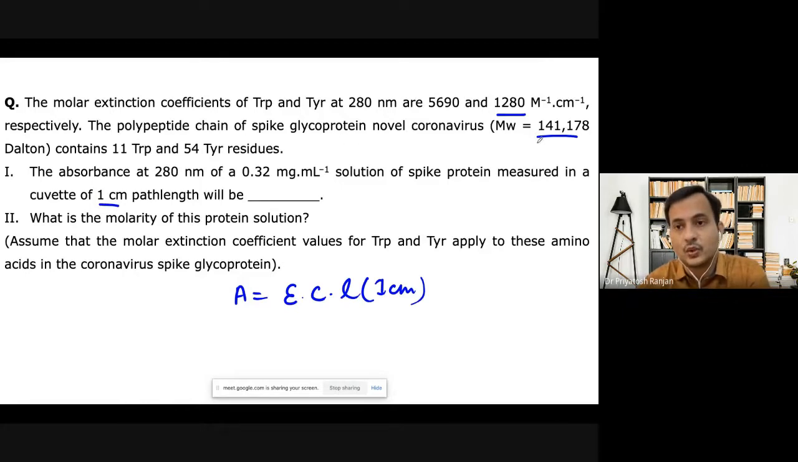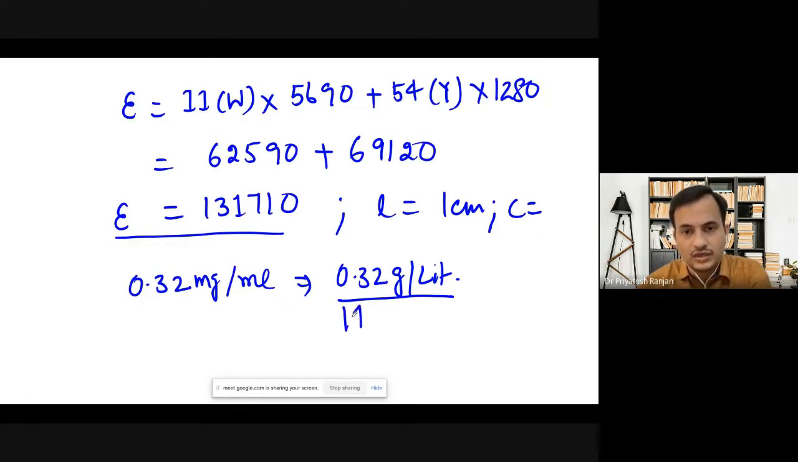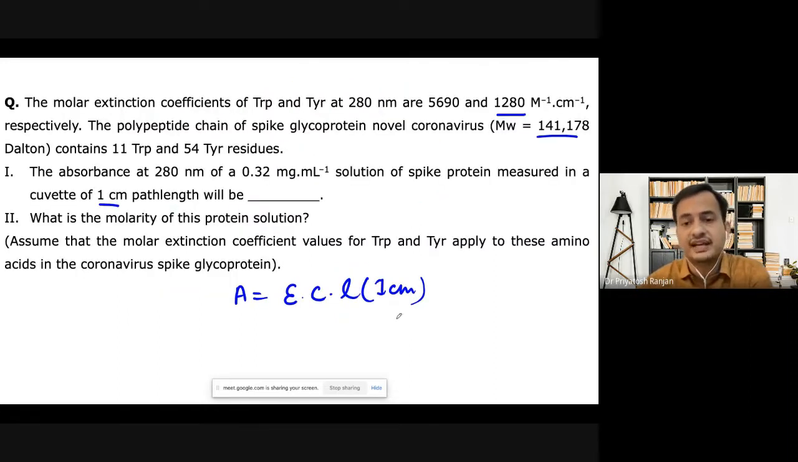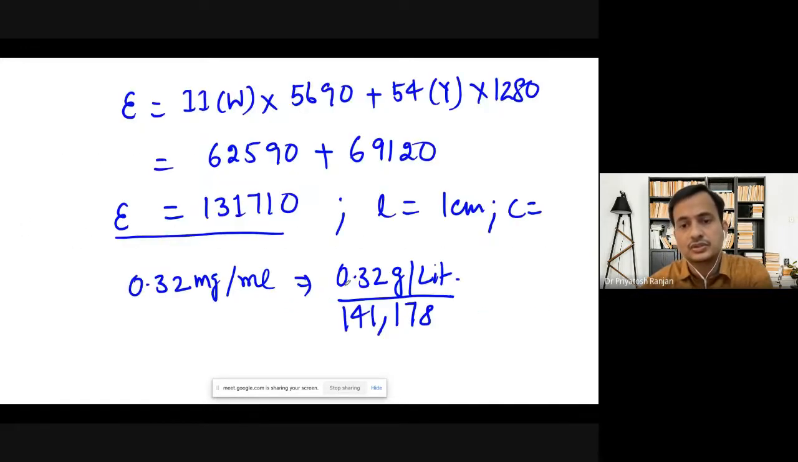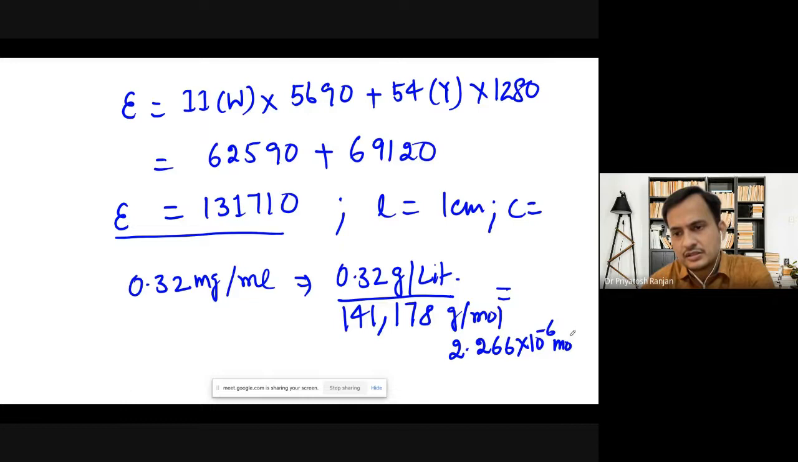And then I need to divide this term by the molecular weight of this protein, spike glycoprotein, 141178. Remember, it's given in Dalton. We can write Dalton as gram per mole. So 141178 gram per mole. And what is the value going to be? It's going to be 2.266 into 10 raised to the minus 6 moles per liter, or you can call it molar, capital M.